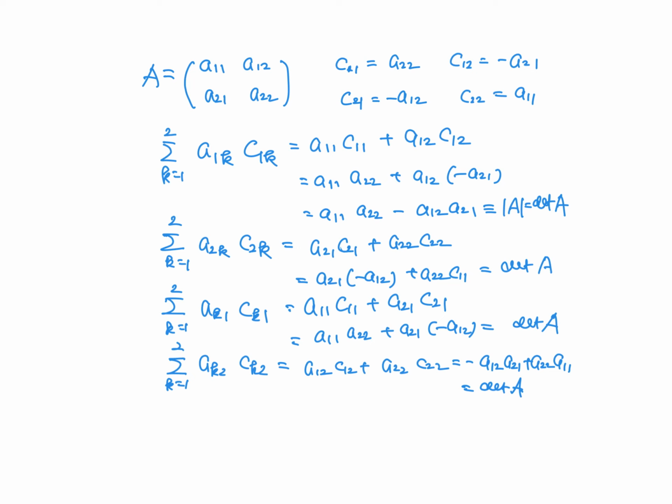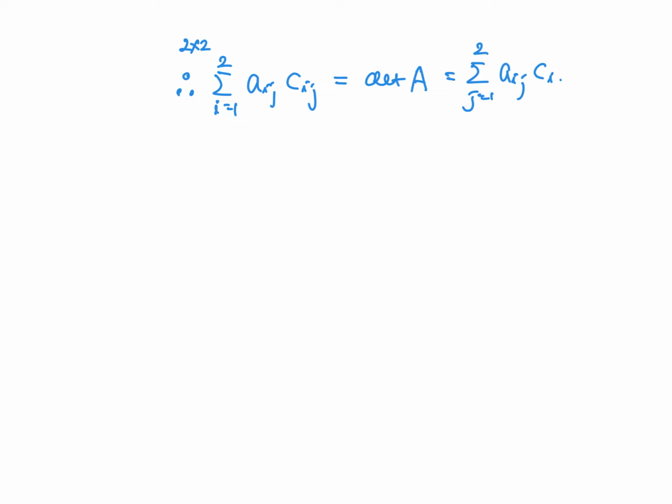So can I move on to the next page? Enough time? So we have one conclusion that at least for 2 by 2, Aij, Cij is determinant A, right? Or sum over j equal to 1 to 2, Aij, Cij, right?